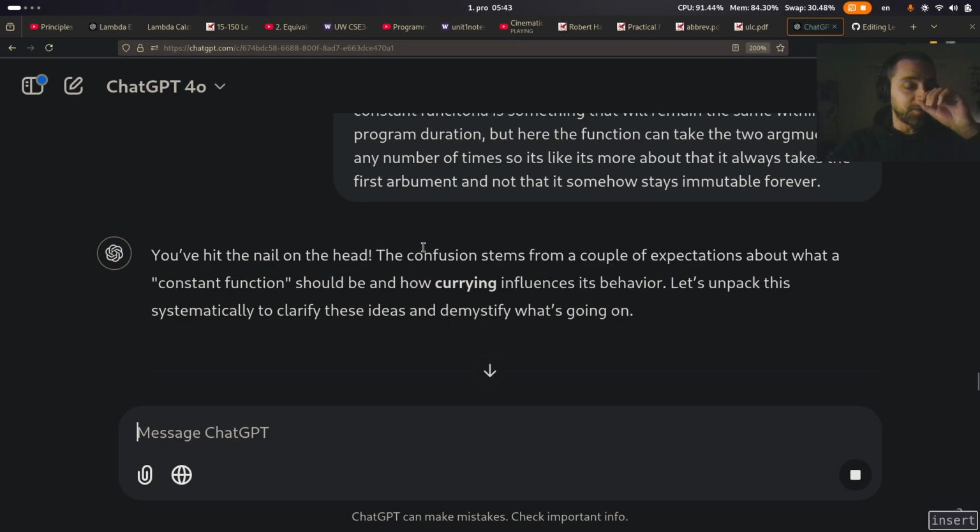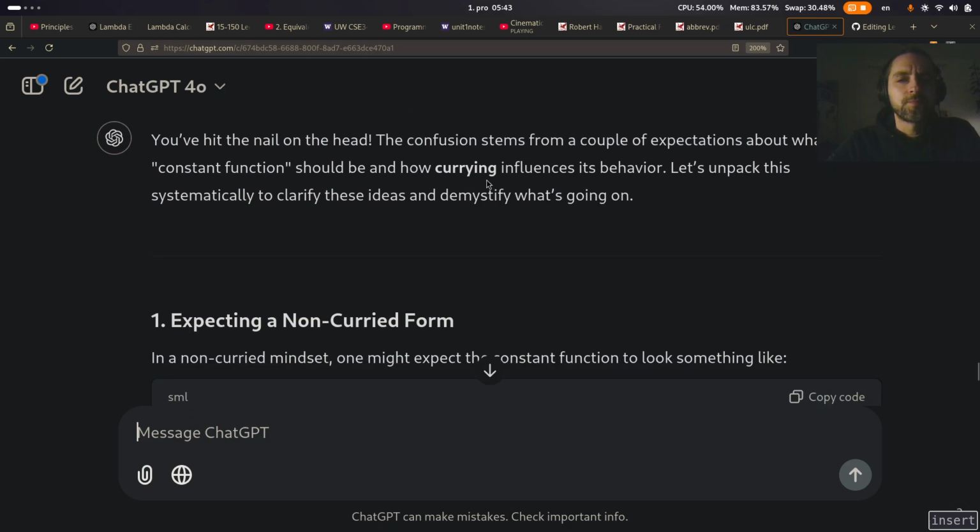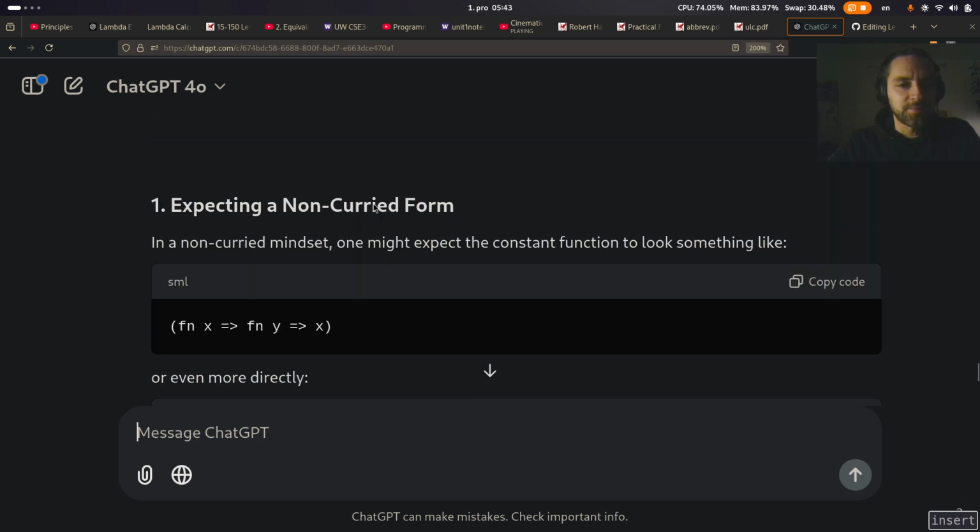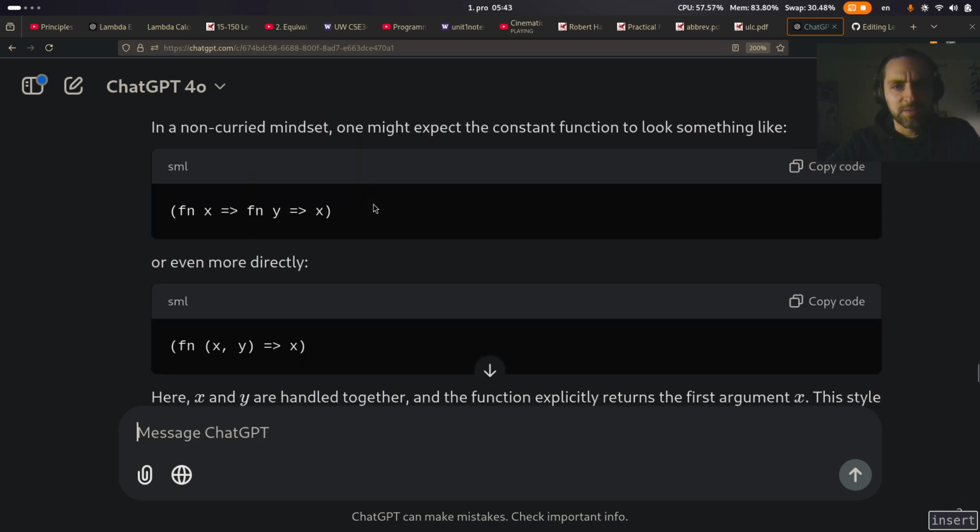You've hit the nail on the head. The confusion stems from a couple of expectations about what a constant function should be and how currying influences its behavior. Let's unpack this systematically to clarify these ideas and demystify what's going on. So let's check out some examples.